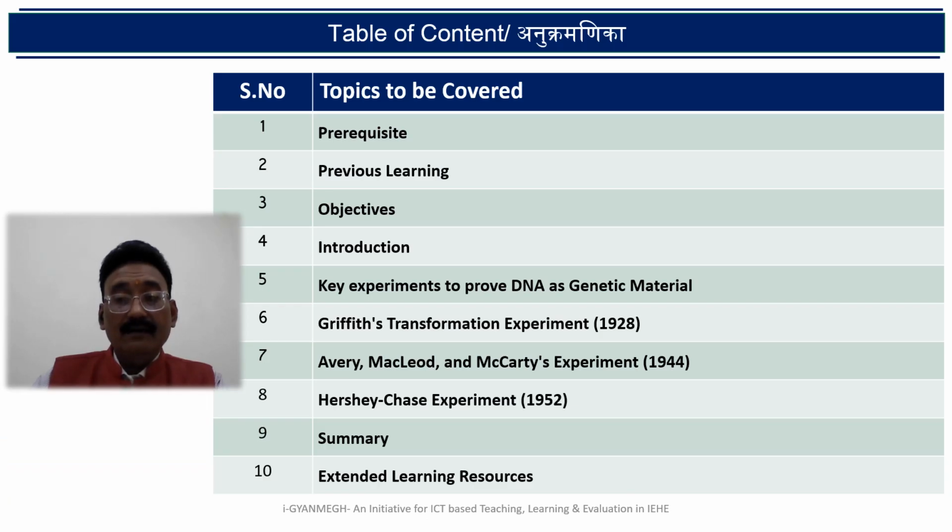In this e-content, we will be covering the prerequisites for this topic, previous learning, objectives, introduction, and key experiments to prove DNA as the genetic material: Griffith's transformation experiment of 1928, Avery, MacLeod and McCarthy's experiment of 1944, and the Hershey and Chase experiment of 1952. Then we will summarize, and some extended learning resources are given.